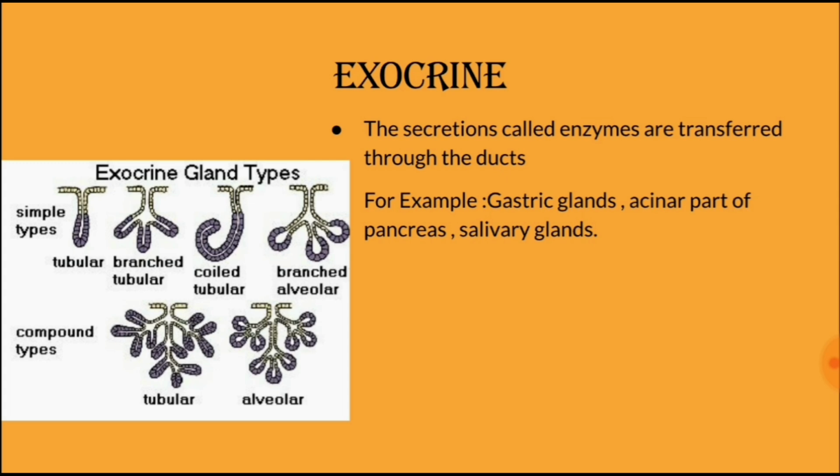So you can observe the various types of exocrine glands as well in the image. There is a simple type, a tubular, a branched tubular, a coiled tubular, a branched alveolar, a compound type which is tubular as well as alveolar. So that is an example of exocrine.